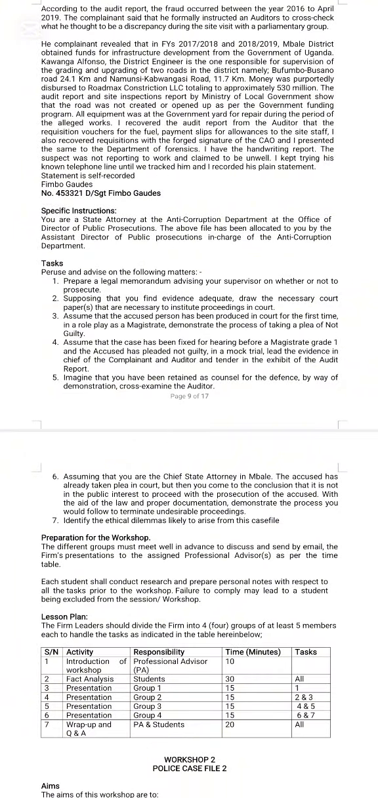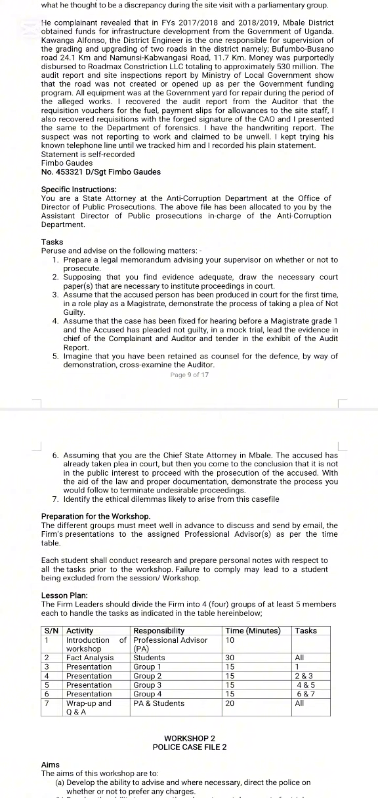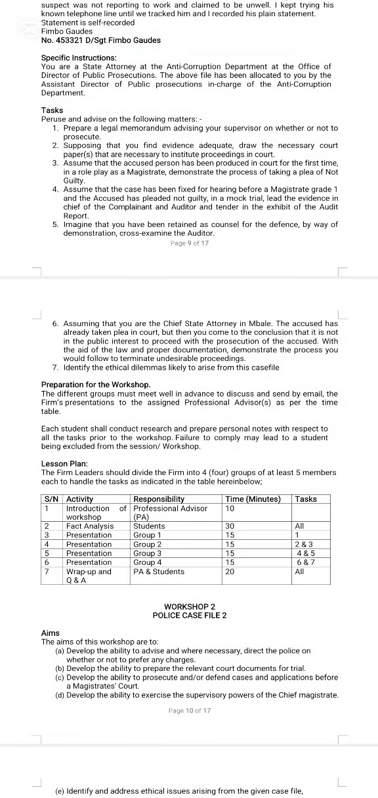All equipment was at the government yard for repair during the period of the alleged works. I recovered from the auditor the audit report, the requisition vouchers for the fuel, and payment slips for allowances for the site staff. I also recovered requisitions with the forged signature of the complainant, and I presented the same to the Department of Forensics. I have the handwriting report. The suspect was not reporting to work and claimed to be unwell. I kept trying his phone line until we tracked him, and I recorded the charge and caution statement. So basically, those are the facts.